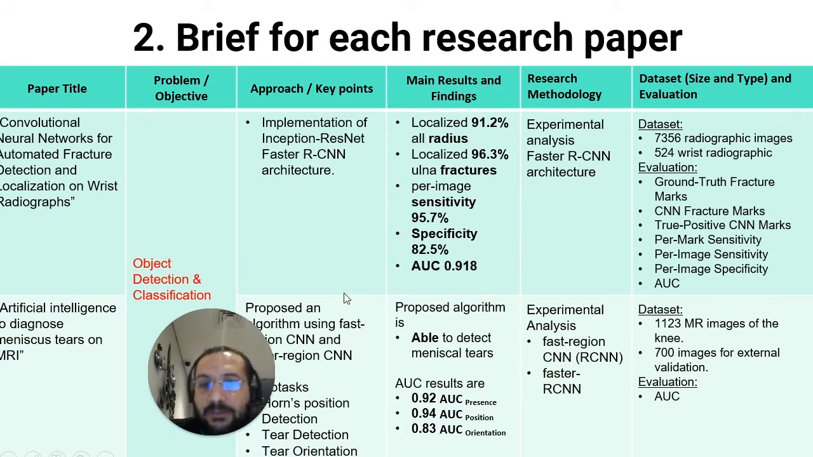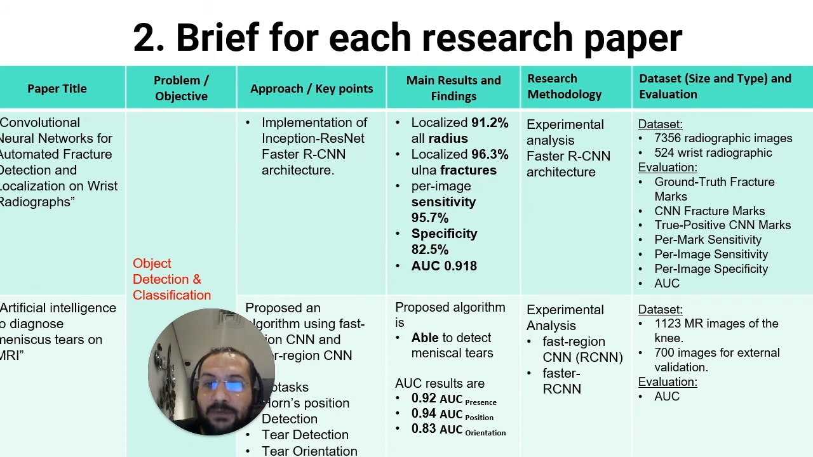So these two research papers are also sharing the same object detection and classification. However, we noticed that both of these papers, we grouped here in the same slide because they are talking specifically about the healthcare field. So the first paper is the convolutional neural network for automated fracture detection and localization on wrist radiographs. The objective is to analyze the performance of an object detection CNN. So the object here is the fracture detection, and the second one is the localization on wrist radiographs.